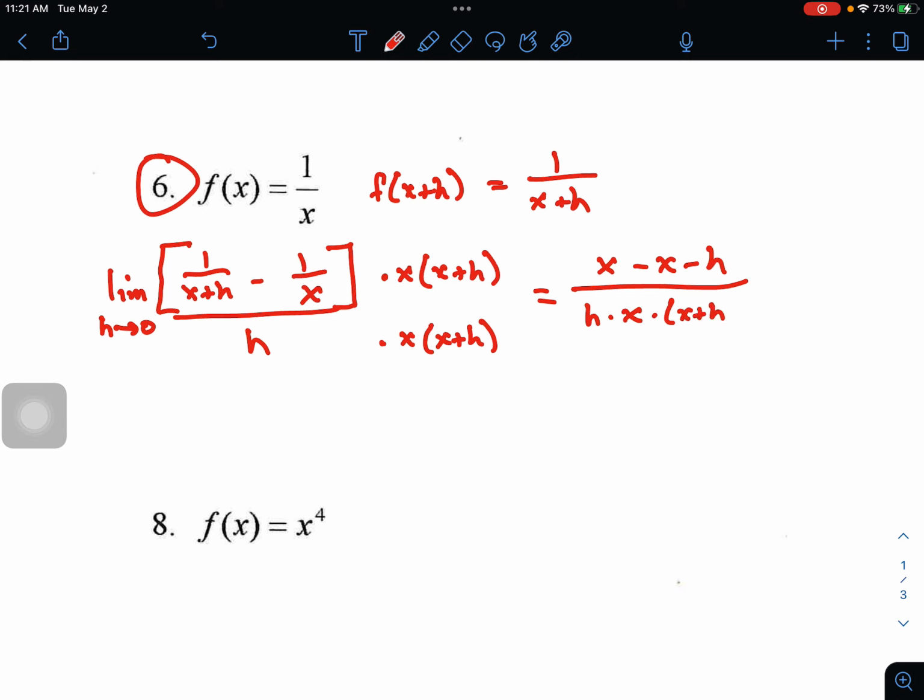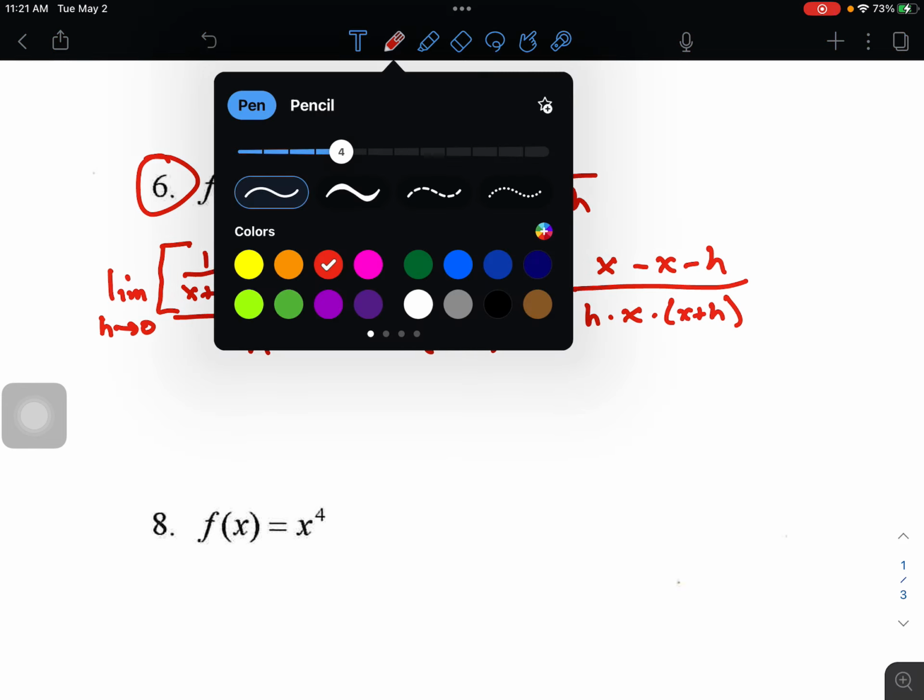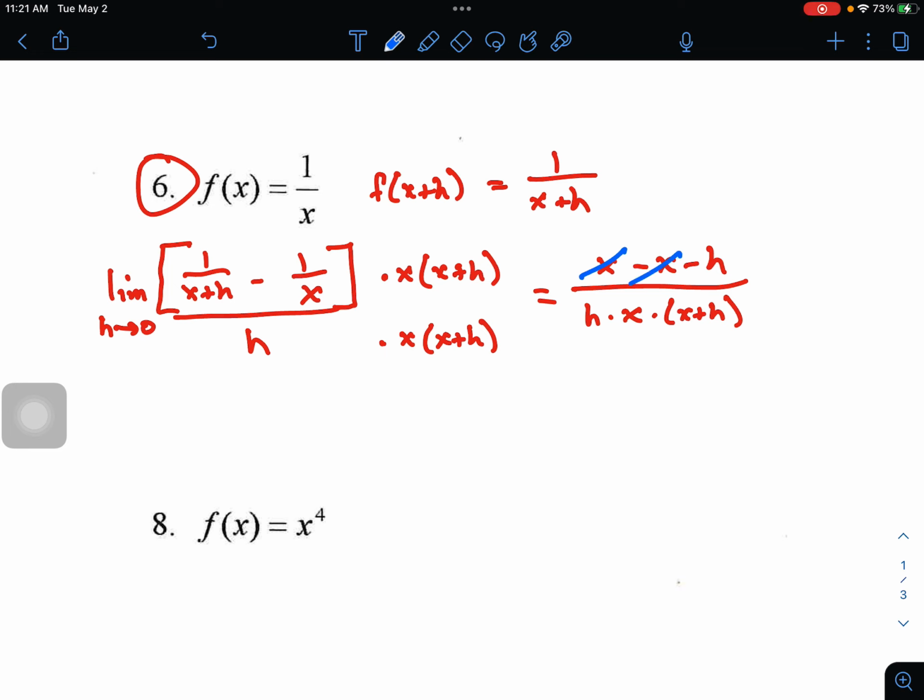There's your 3 factors. And now if we start cleaning things up, x minus x, those cancel out. Notice we end up with an h on the top. We have h as a factor on the bottom, so those can cancel. And ultimately that simplifies to negative 1 over x times x plus h.